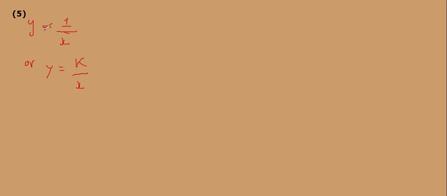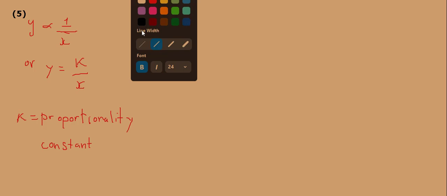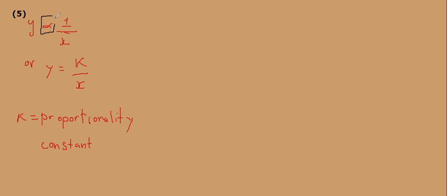So in this case, when you remove the proportionality symbol, then you are getting the k. K stands for the proportionality constant. Whenever you remove this symbol, let me show with this one, whenever you remove the proportional symbol, then the k, that is the proportionality constant, will come in that case.